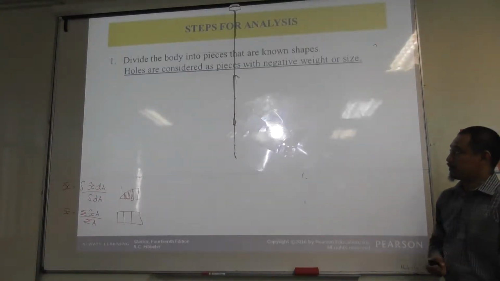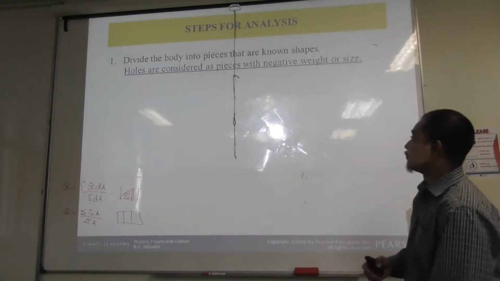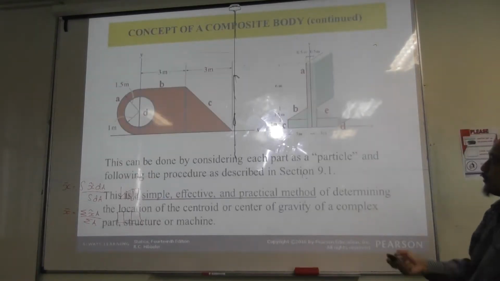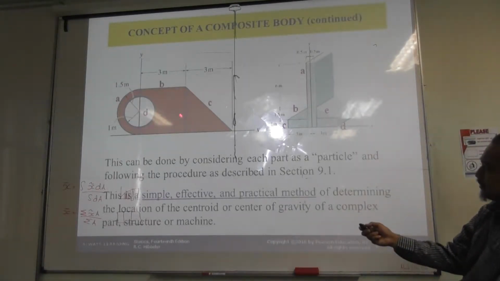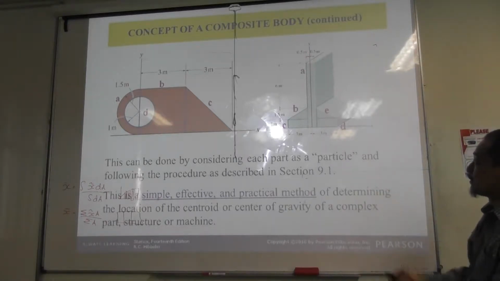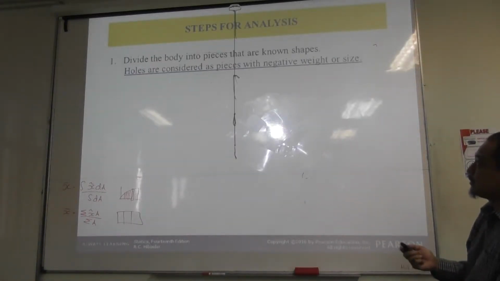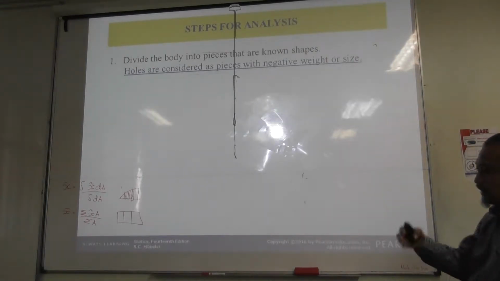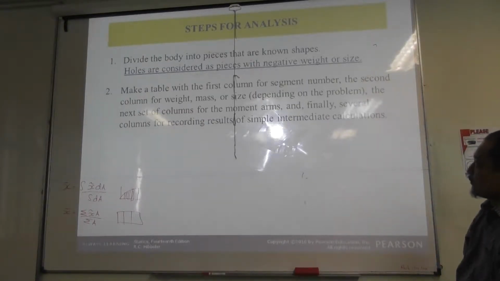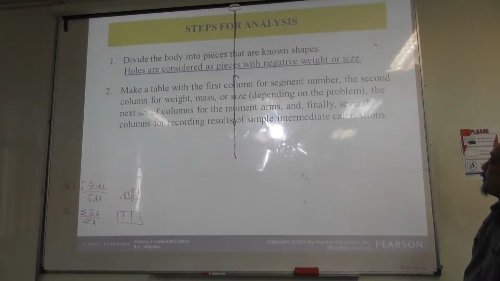Now for the step by step, the first is you divide the body into pieces of known shapes. You can divide as shown here. We divide into triangle, square, rectangle, all of those basic shapes. We have triangle, triangle, rectangle, rectangle. So we first divide the shapes. Holes are considered as negative area or negative volume or mass, because we take out that part. And then we make a table with the first column for the segment number, the second column for the weight, mass or size, the next column is for the moment arms, and finally.